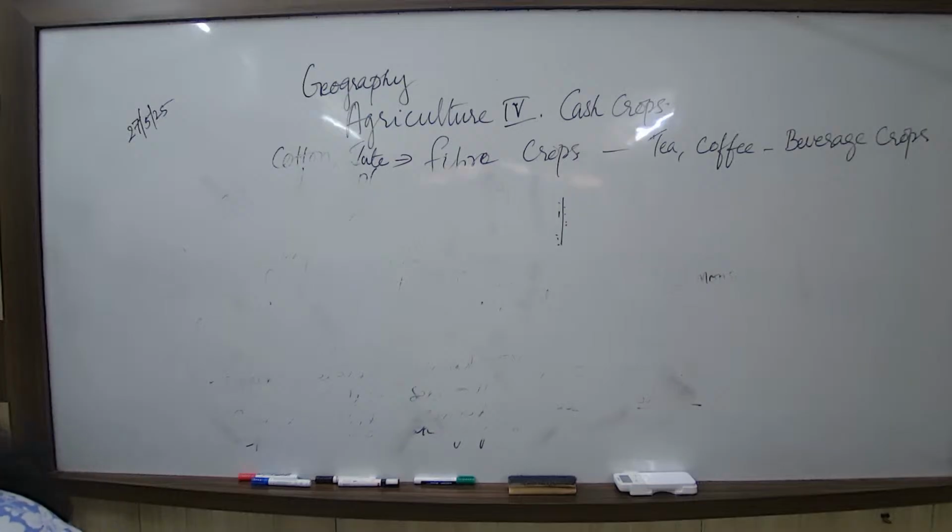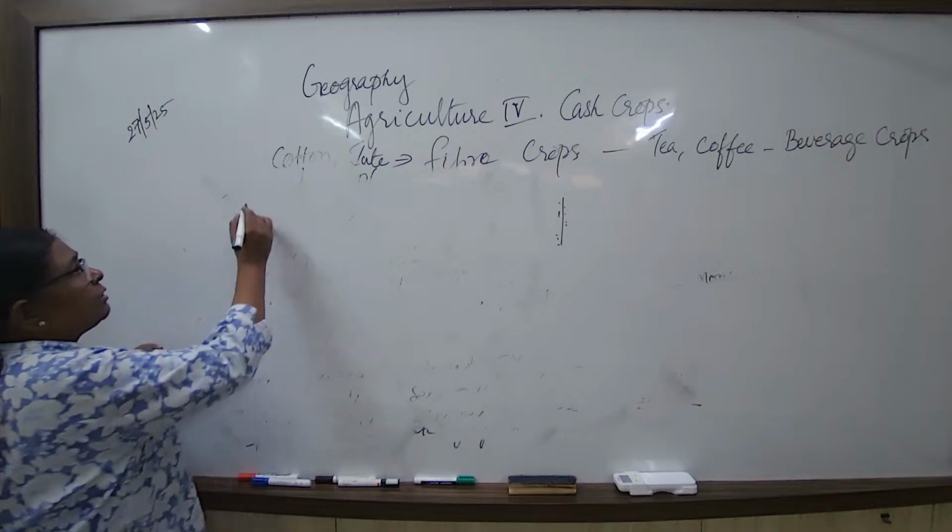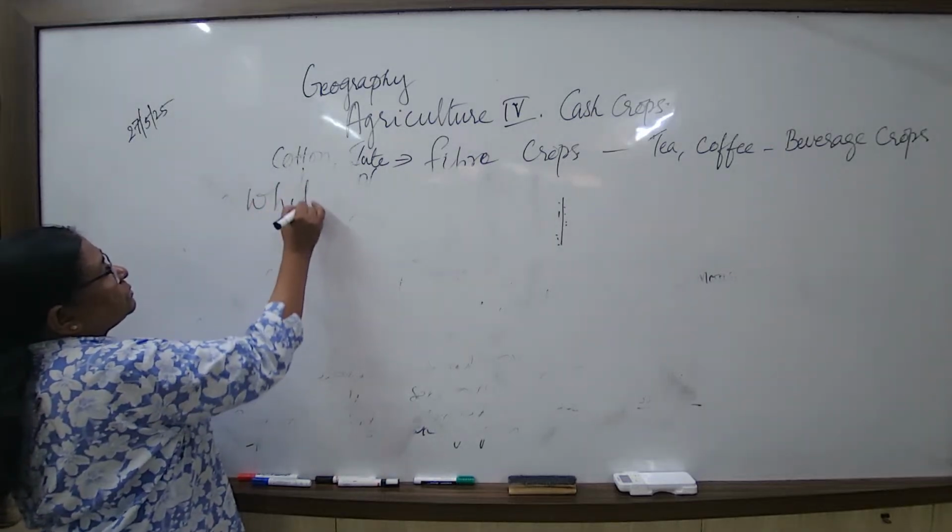There are three varieties of jute. First one is white jute.